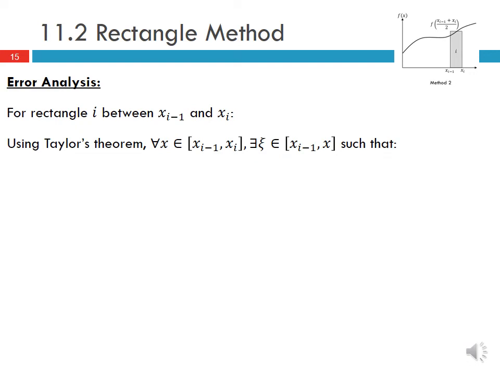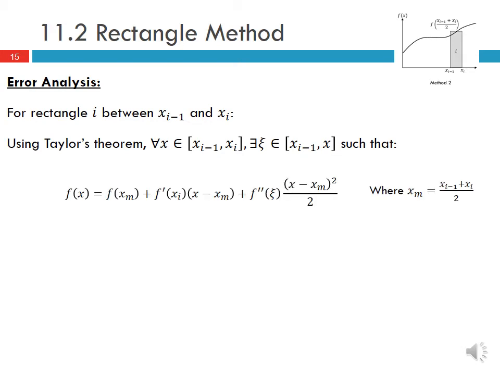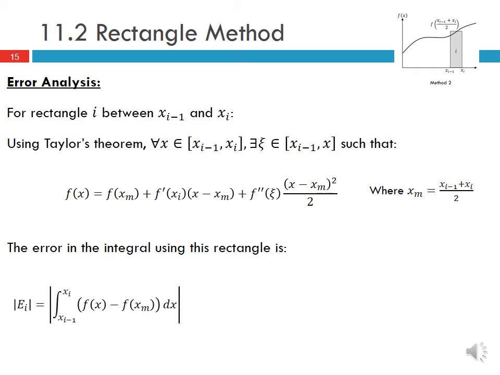So for a rectangle I between xi minus 1 and xi, using Taylor's theorem, we can say that for every x in our interval, there exists a value c between xi minus 1 and x, such that we have this expression here. So if xm is equal to xi minus 1 plus xi over 2, the midpoint between xi minus 1 and xi, then we can write, using our Taylor expansion of a function f of x about our base point xm, f of x is equal to f of xm plus f prime xm times x minus xm plus this remainder term f double prime c times x minus xm squared over 2. So our approximation for our integral is still just this first term.